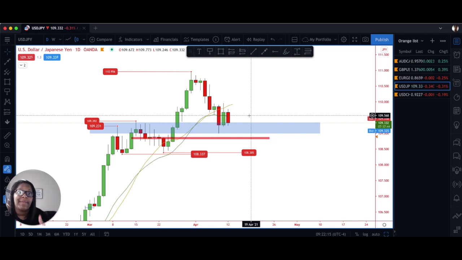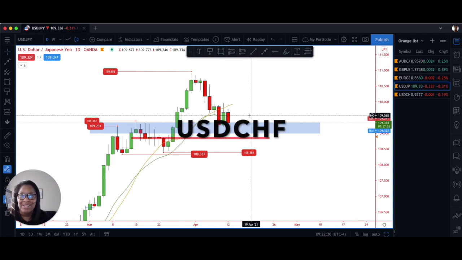This trade can invalidate itself. I don't lose money. I'm not in a losing trade. Then I'm good, right? So once again, this is how you go about picking the best currency pairs to trade for the week. We got one more we're going to go over, and it's going to be USD Swiss.